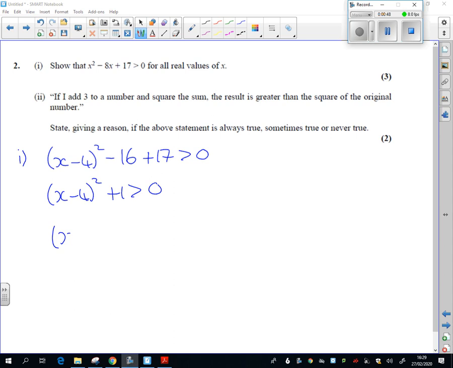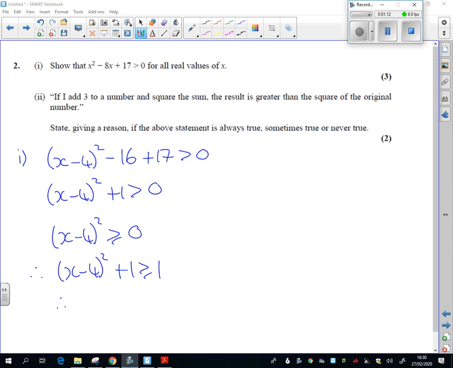Well, I can do it quite simply. I can either do this using inequalities, or I could put a statement, I could put this in words: a square number is always greater than or equal to 0. So therefore, if we're saying that it's (x minus 4) squared plus 1, that's always greater than or equal to 1. So basically, we've shown it.